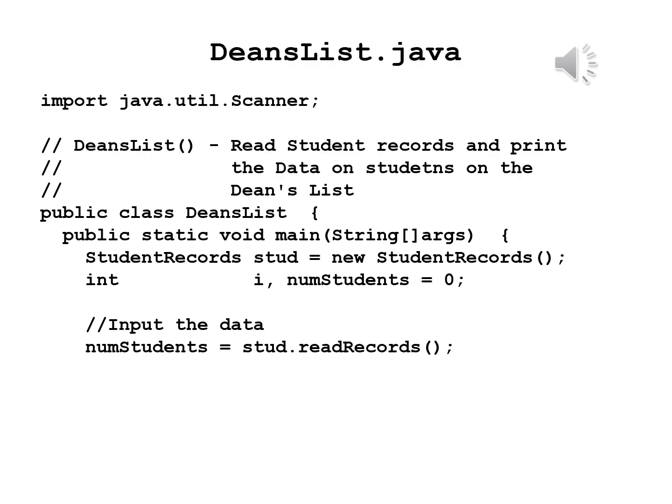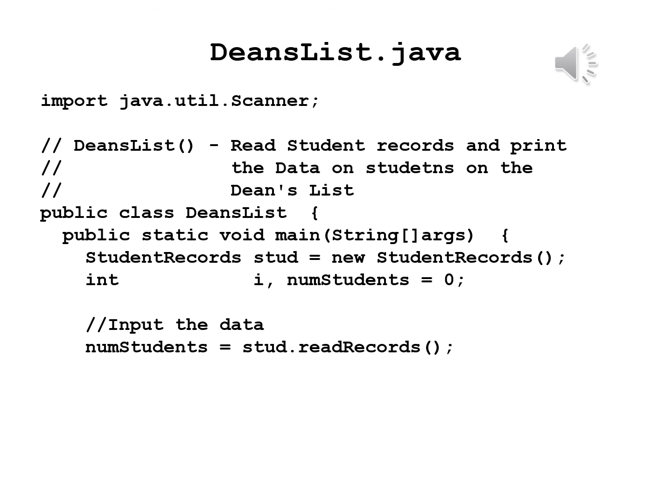To see how we can make use of this class, we're going to look at Dean's list. We begin with import java.util.Scanner, so we can make use of input. The header for the class is public class DeansList. And now let's take a look at the header for main. Public static void main, String args. StudentRecords stud equals new StudentRecords. Int i, comma, num students equals 0, because we don't have any students yet.